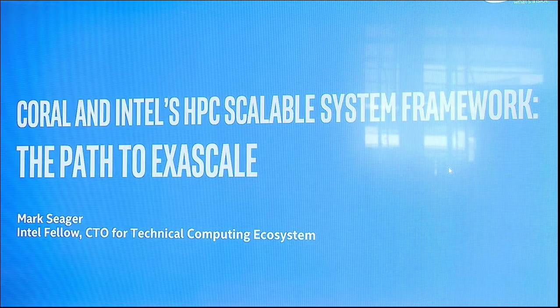Hi, I'm Mark Seager, Intel Fellow and CTO for the HPC ecosystem, and I'll be talking about Coral and Intel's Scalable System Framework. It's our path to Exascale.